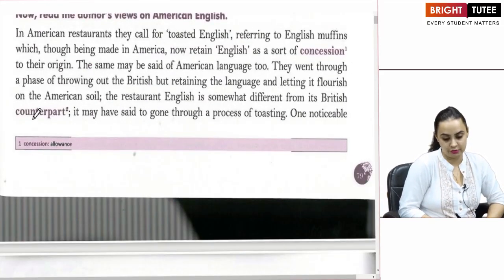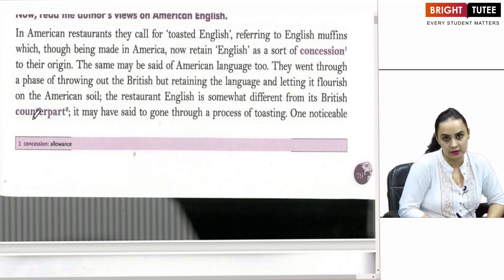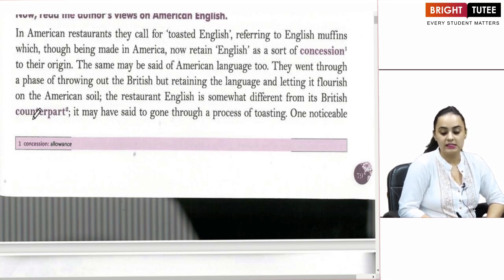In American restaurants, they call for toasted English, referring to English muffins, which, though being made in America, now retain English as a sort of concession to their origin. The same may be said of American language too. They went through a phase of throwing out the British but retaining the language and letting it flourish on the American soil. The restaurant English is somewhat different from its British counterpart. It may have said to gone through a process of toasting.